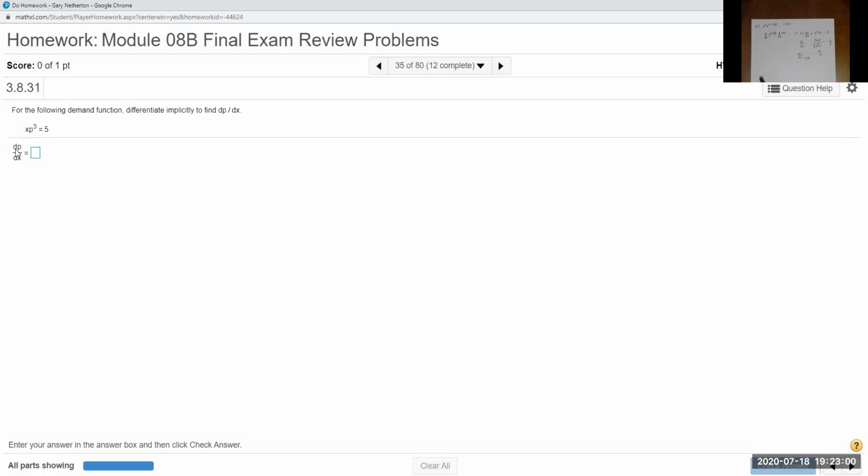Here we're just finding, now they changed the variables, you notice, x and p cubed instead of x and y, to dp/dx. So the whole key is, what are we taking the derivative with respect to? This is still with respect to x, except instead of y, we have a p. So x p cubed equals 5.